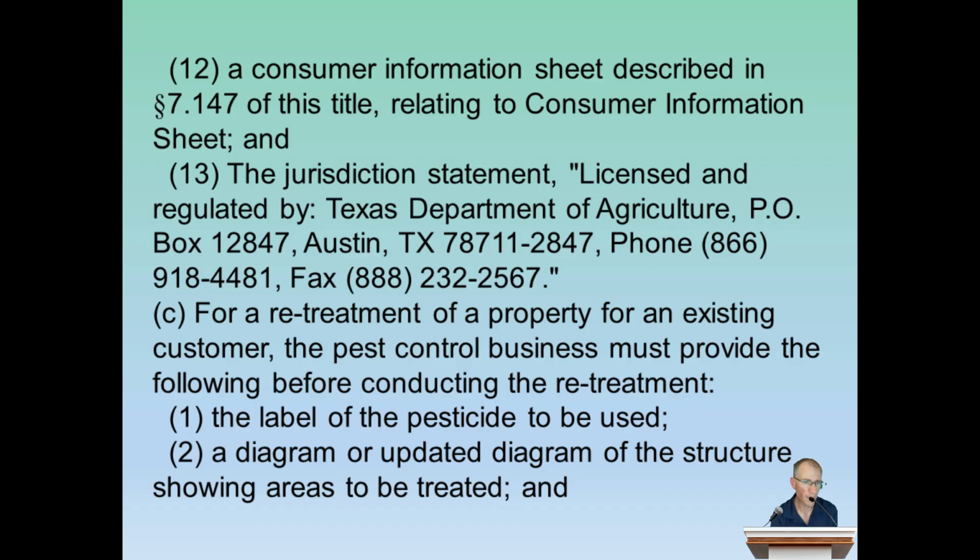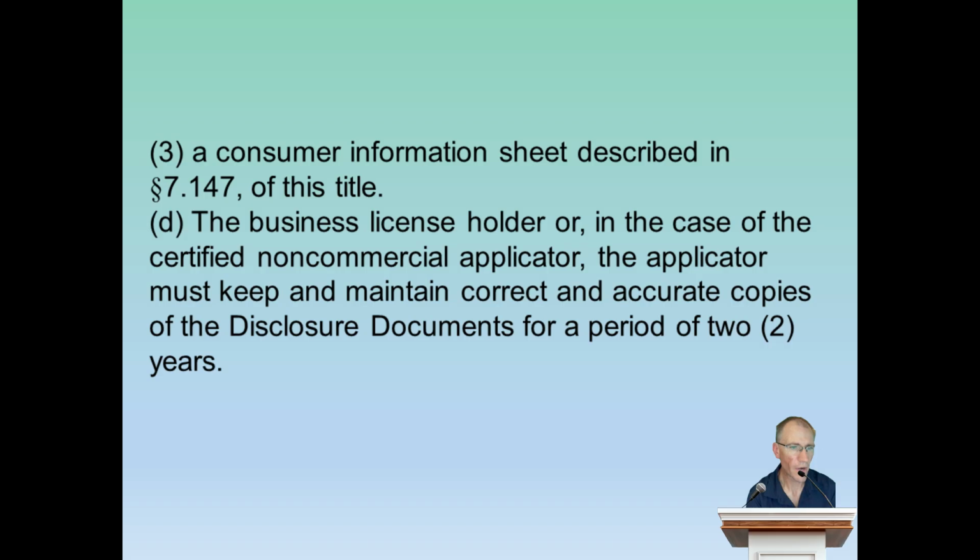C. For a retreatment of a property for an existing customer, the pest control business must provide the following before conducting the retreatment. 1. The label of the pesticide to be used. 2. A diagram or updated diagram of the structure showing areas to be treated. And 3. A consumer information sheet described in 7.147 of this title. D. The business license holder, or in the case of the certified non-commercial applicator, the applicator must keep and maintain correct and accurate copies of the disclosure documents for a period of 2 years.